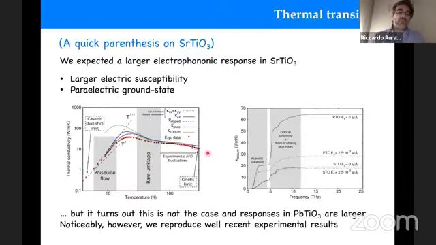Well, this is a small parenthesis. Of course, we were very excited by these results, so we also tried to do it with strontium titanate. We expected a larger electrophotonic response because of the larger electrical susceptibility, but that was not the case. So we are not very happy about that. But we were lucky because, just when we were working on this topic, an experimental paper came up, and we have a remarkable agreement with the experimental results, so we could provide some additional insight into those experiments.